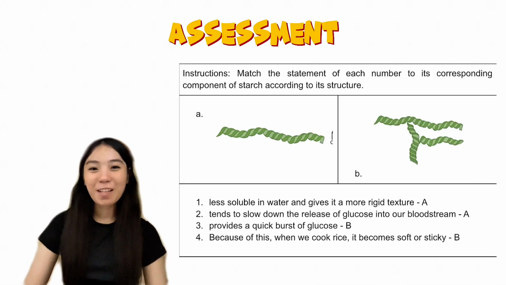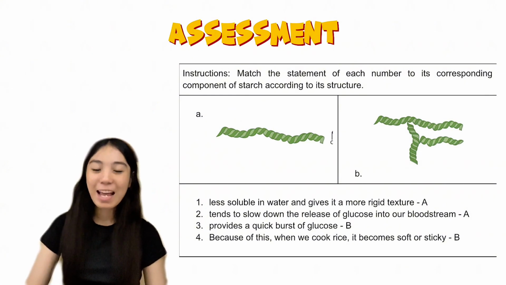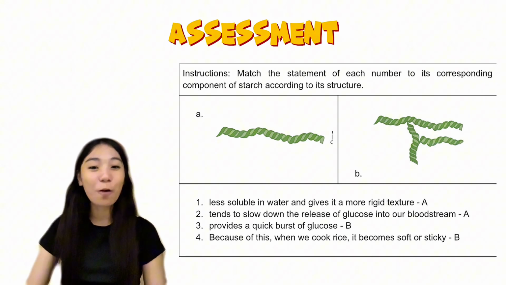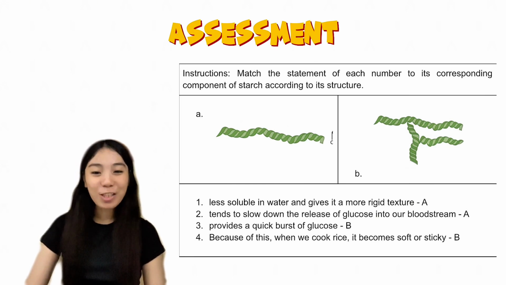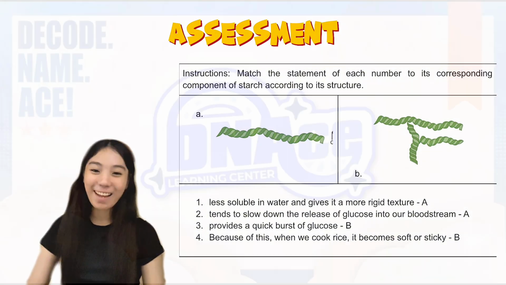Now that we have discussed the definition of starch and its role in energy, as well as its components, which are amylose and amylopectin, and their structures, let's have an assessment to check your understanding of what we've covered. Match the statement of each number to its corresponding component of starch according to its structure. Good luck!